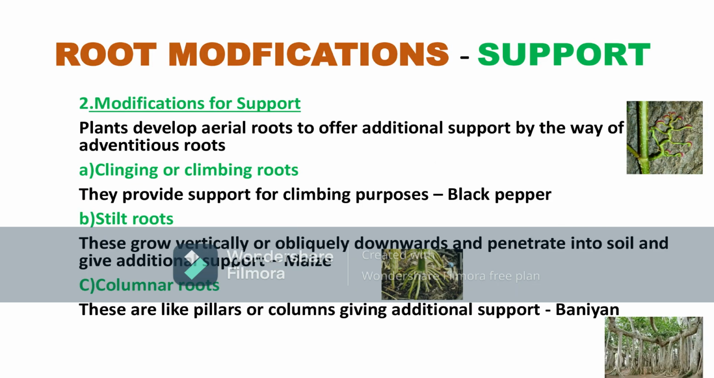Roots are modified for support. Aerial roots offer additional support. Clinging or climbing roots provide support for climbing purposes. Example, black pepper. Stilt roots: these grow vertically or obliquely downwards and penetrate into the soil and give additional support to the main plant. Example, maize. Columnar roots: these are like pillars or columns giving additional support. Example, banyan tree.